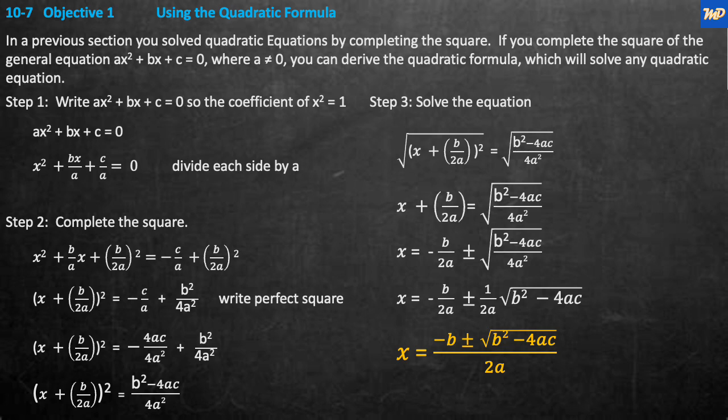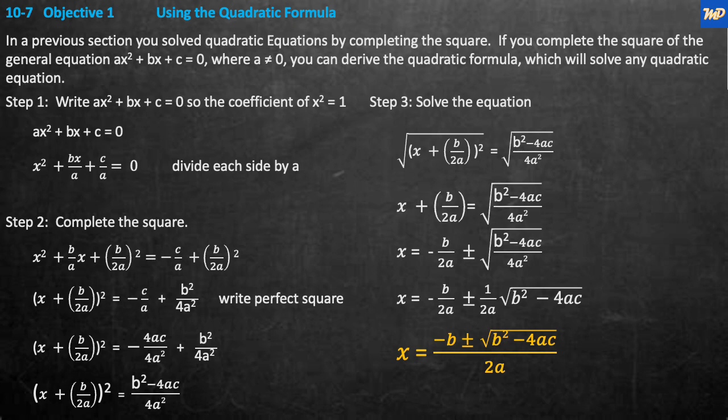Okay, objective 1, using the quadratic formula. And before we can use it, we're going to actually derive it right now. We're starting with where that definition started us, and in fact, it's right here at the top of this slide too. I'll read it again. In a previous section, you solved quadratic equations by completing the square. If you complete the square of the general equation ax squared plus bx plus c equals 0, where a is not equal to 0, you can derive the quadratic formula, which will solve any quadratic equation.